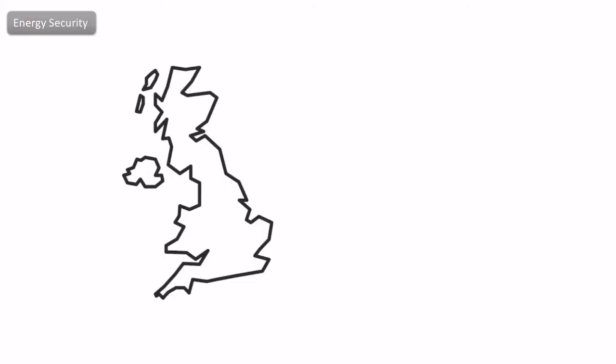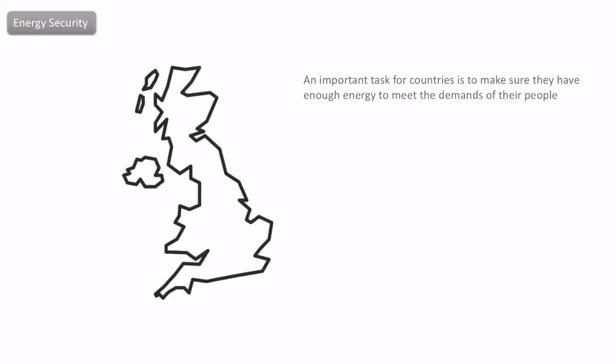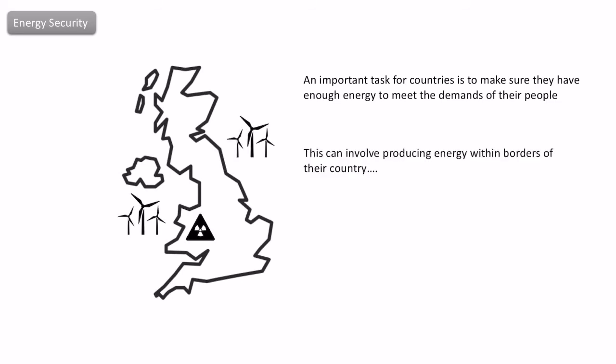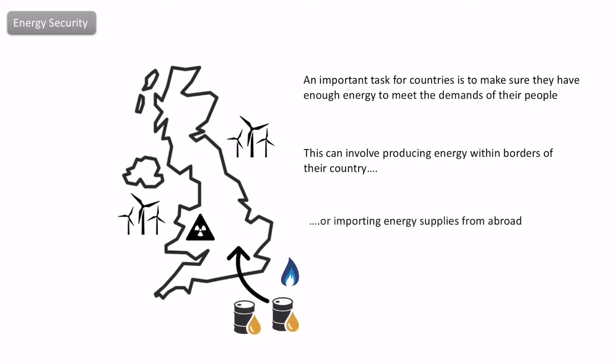Another issue I'd like to talk about is energy security. As demand globally goes up, each nation and each country has to make sure that they have enough energy to meet the demands of their people. This can happen quite simply by a country like the UK producing energy within its borders from the resources it's got. So the UK is investing a lot in nuclear, but also in things like wind energy. However, if it can't meet them, it can import energy supplies from abroad. So a key idea is to know this idea of energy security.